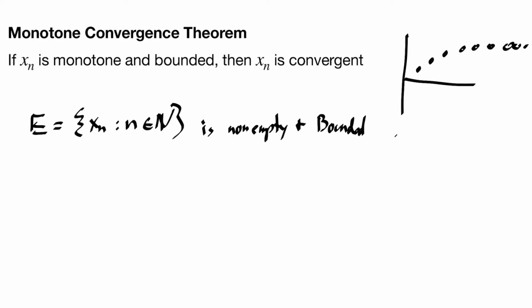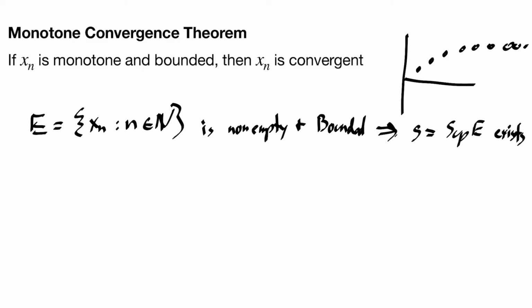Well, that's great. So if E is non-empty and bounded, then what does that mean? Then that means that it has a sup, a finite sup. Then S equal to the sup of E exists. Okay, so this is great. So E is non-empty and bounded, so it has a sup named S. Now, all I need to do is prove that my sequence must converge to that sup.